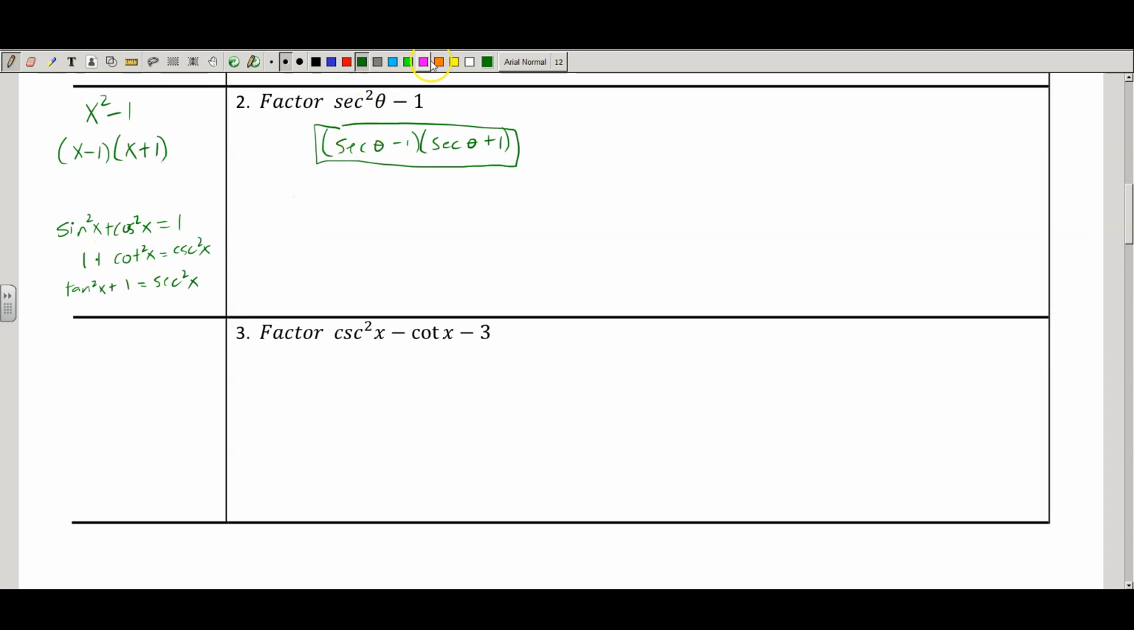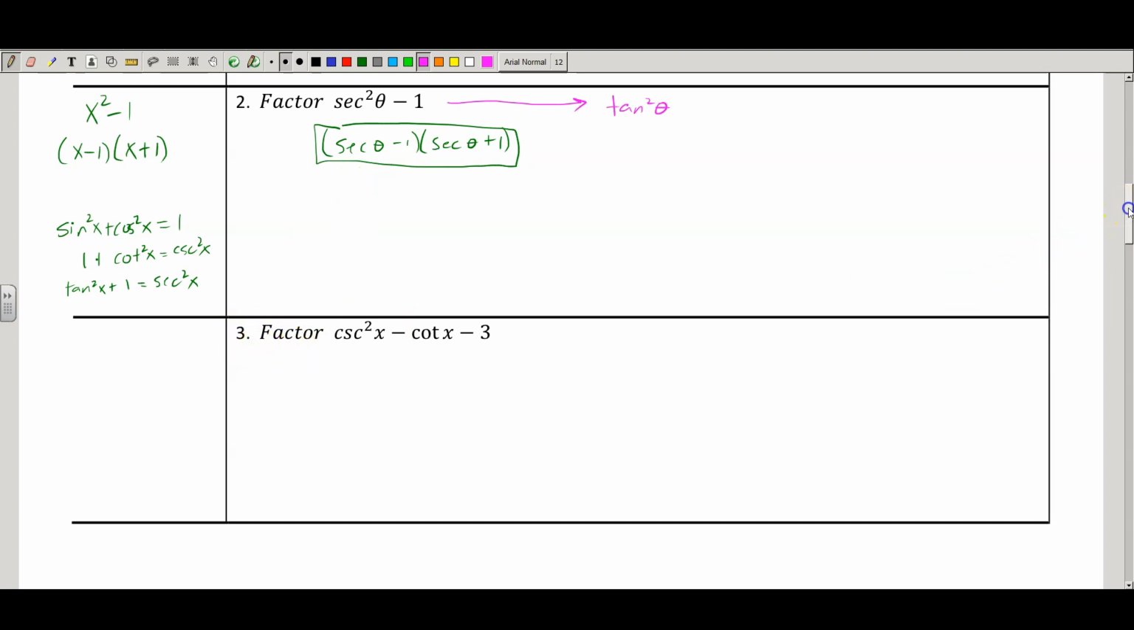So if you were just looking at this number 2 identity, you would also notice that secant squared minus 1 is just equal to tangent squared theta. If you were to simplify that, you can just see it right there. It's tangent squared. But if we're going to factor, just go back to the algebra and try to figure that out. Now, number three, we're trying to factor.